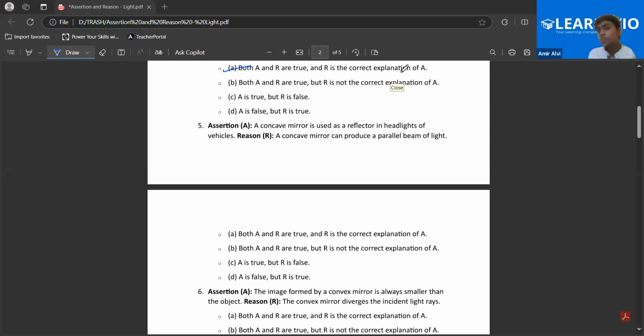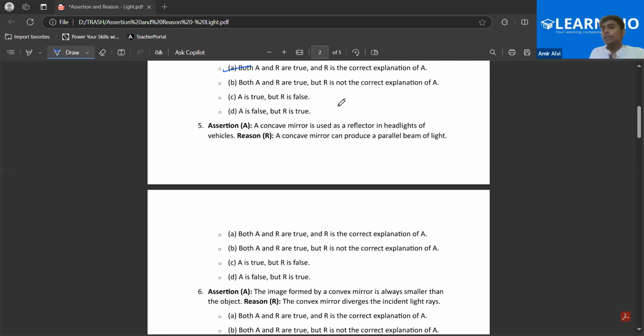You can only solve assertion and reason questions when you read the theory properly, because assertion-reason questions are basically created from the theory itself. So it's a very humble request to all of you: please give priority to theory as well, along with the numericals. Right? Okay, Gianna. Okay, Faizan.